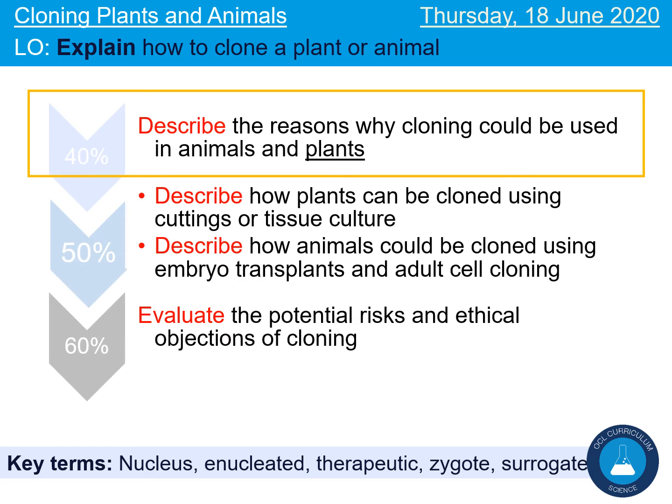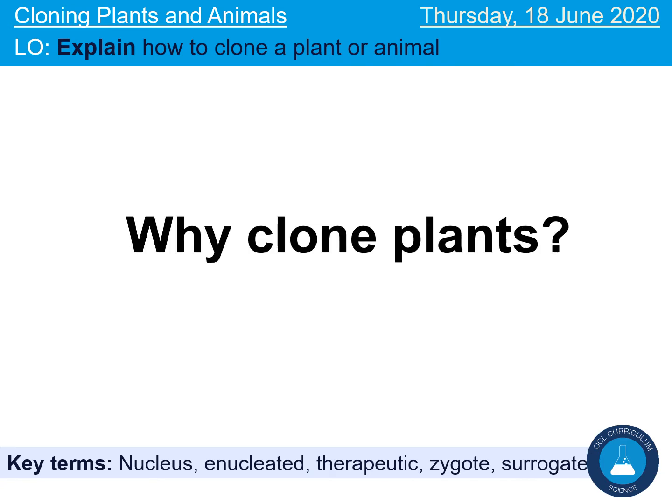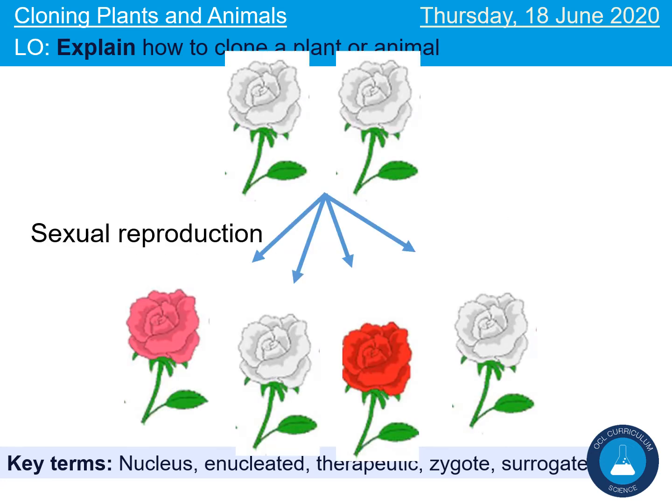We're going to start the rest of this video by describing the reasons why cloning would be used in plants. So why do we clone plants? Humans have been cloning plants successfully for a very long time, over thousands of years. Let's look at the example of why humans might want to do this, looking at roses.